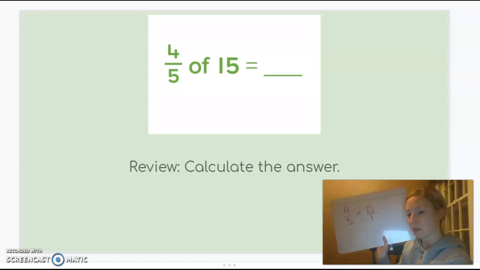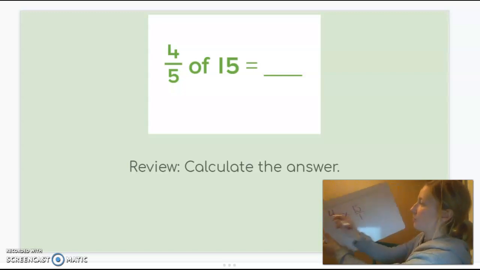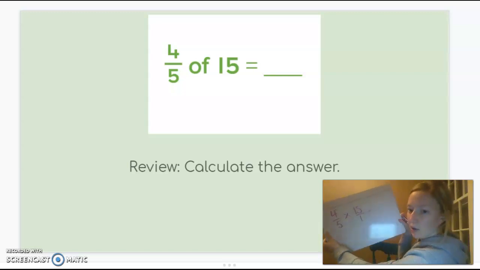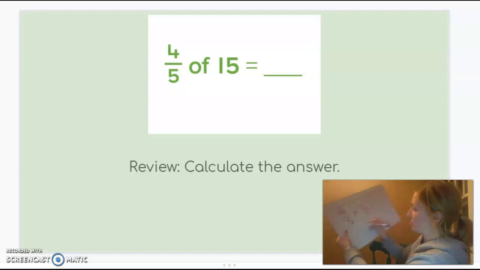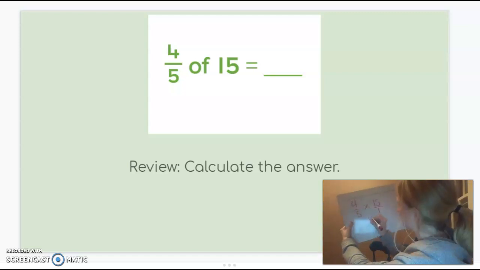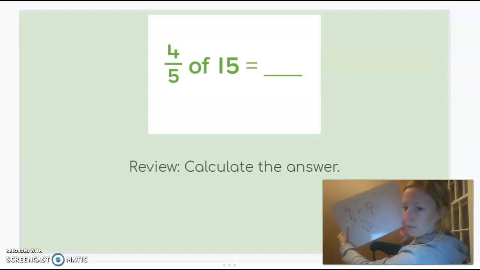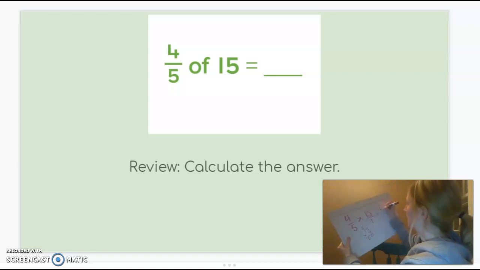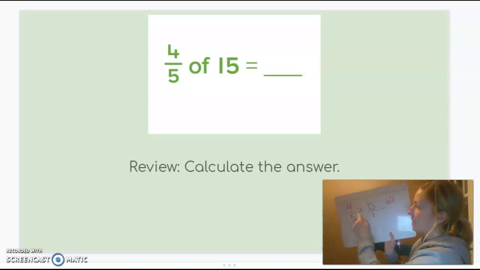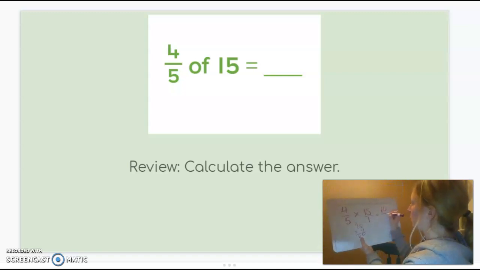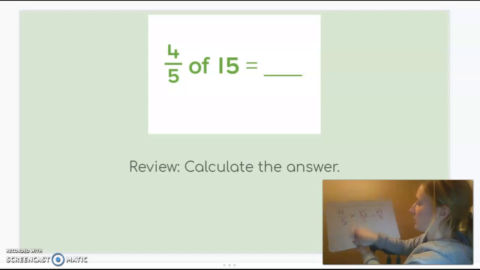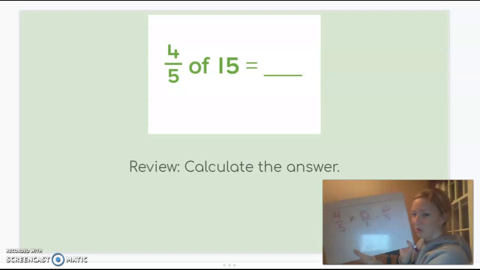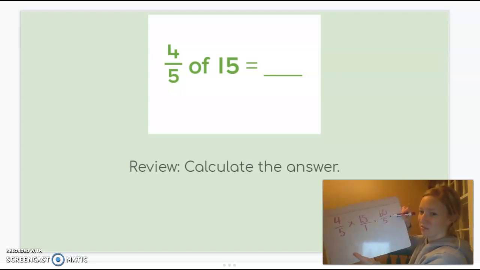So now I can multiply straight across. So I've got 4 times 15. If you need to work that out, go ahead and do so. So you've got 15 times 4, which is 60. So now I know that 60 is my numerator, and 5 times 1, or 5, is my denominator. You should have already noticed that's an improper fraction, so we need to change that to a mixed number.